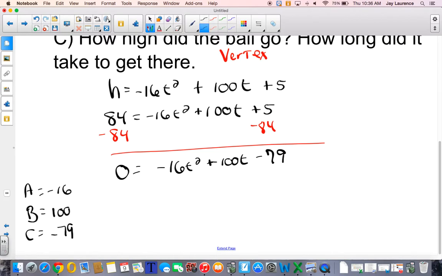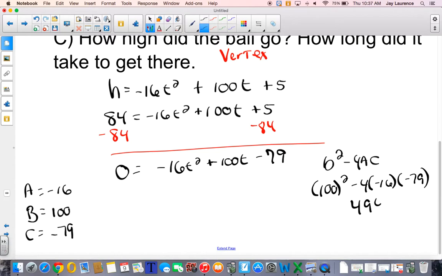If I want to find the discriminant, I can. You know, that might make my work a little bit easier. I'm going to have to find it at some point, b squared minus 4ac. So I'm going to take 100 squared minus 4 times negative 16 times negative 79. And when I get that, it's going to be 4,944.